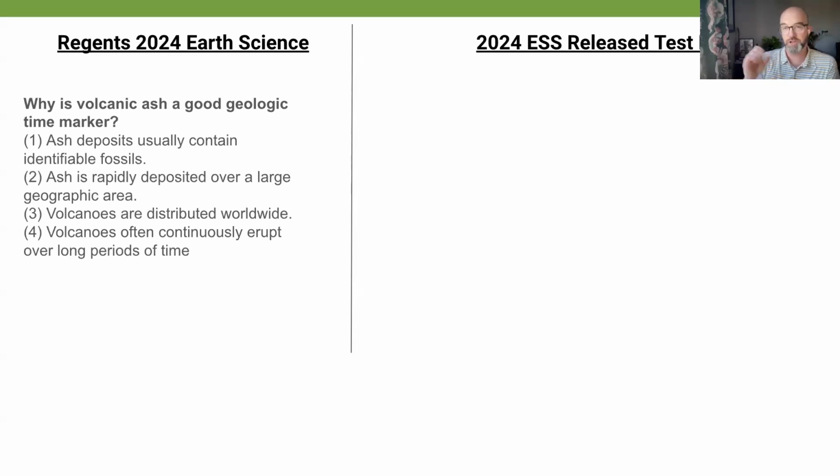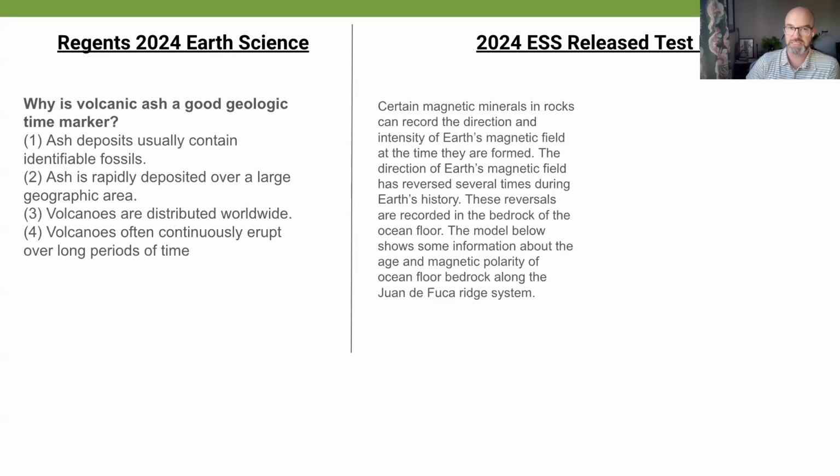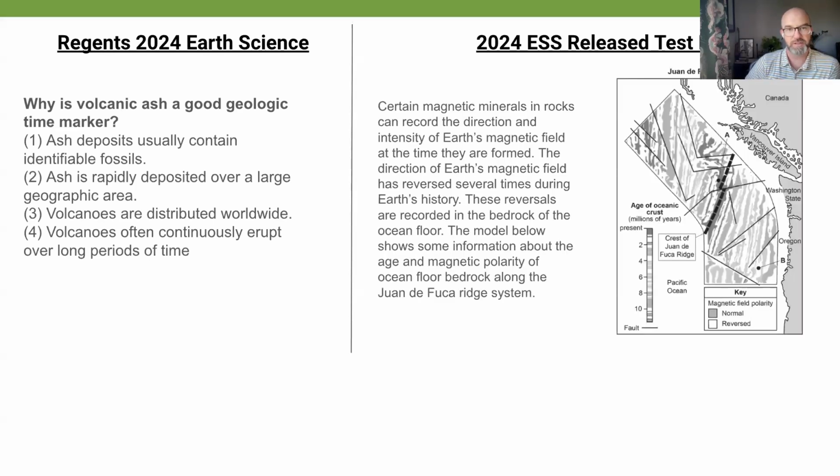Okay, and then we're going to look at 2024. If you don't know, there are small clusters of questions on the ESS release test items. I picked one on the Juan de Fuca Ridge model. This gives some details about the fact that we can track the changes in Earth's magnetic field, because we'll actually see these different lines, this evidence of this in minerals, in rock layers on the surface of the Earth, which is kind of interesting.